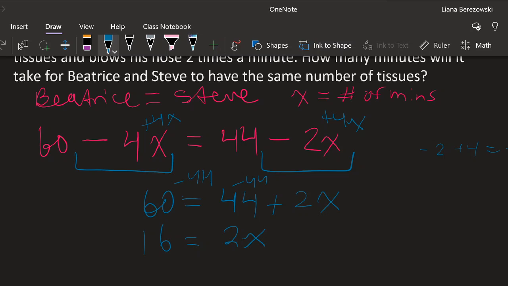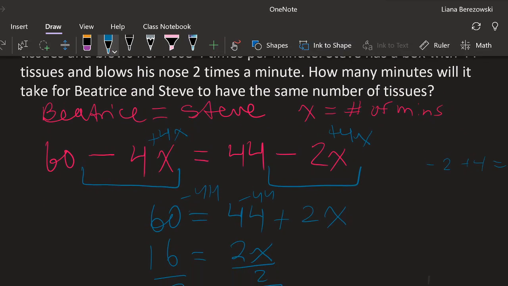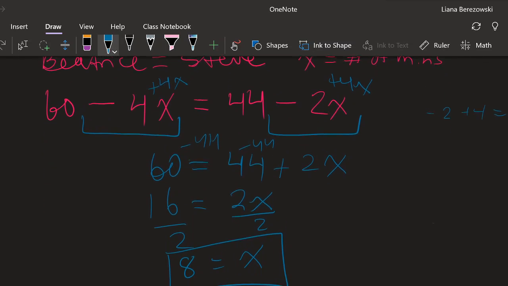Last thing that's happening is our x is being multiplied by 2. To get rid of that, we'll do the opposite operation, which is division. So I'm going to divide both sides of my equation here by 2. 2x by 2 just gives you x, and then 16 divided by 2 is going to be 8. So remember what x represents. It represents the number of minutes it will take for them to have the same number of tissues. So after 8 minutes of blowing their nose using the tissue rate that is mentioned in the question, it'll take 8 minutes for them to have the same number of tissues.